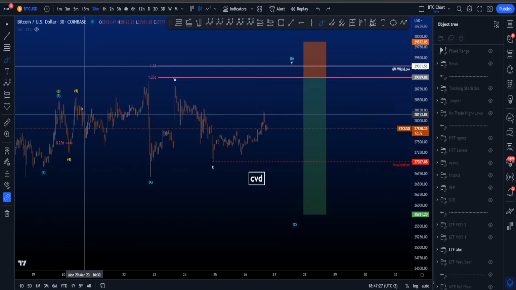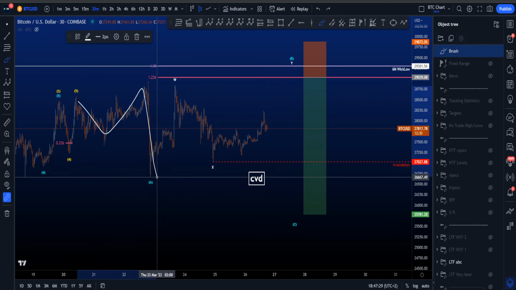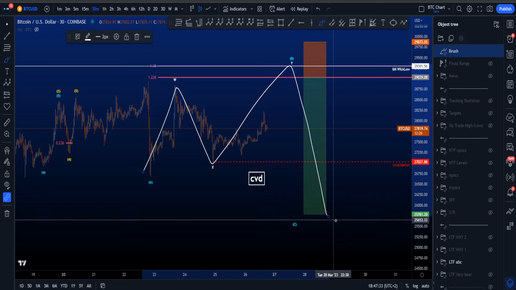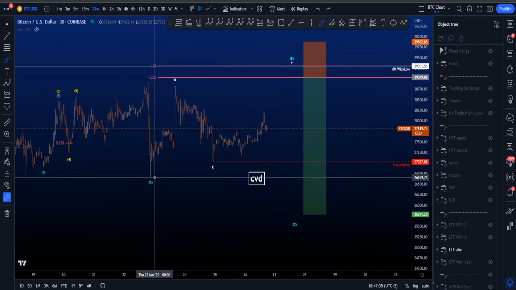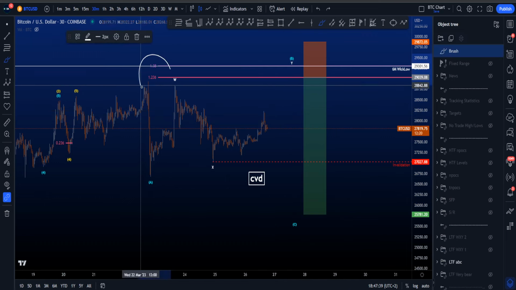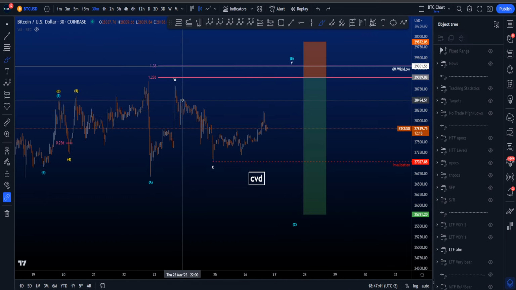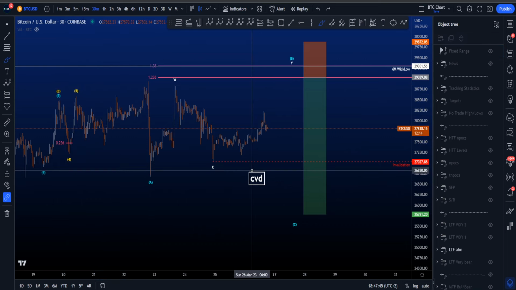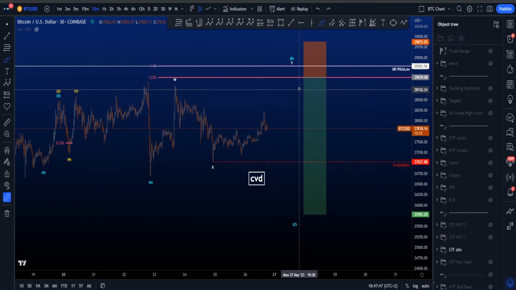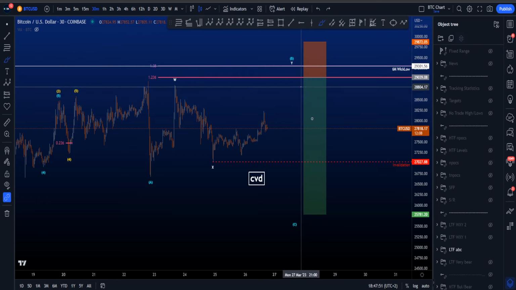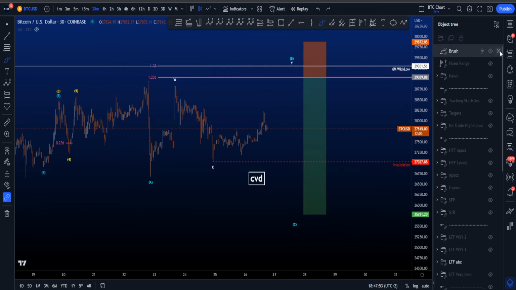So what we're looking for is this then to be an expanded flat in the A, followed by a WXY in B, and then eventually a bigger move C to the downside. In this scenario, we then have an ABC expanded flat where wave B, the most common target, is the 1.236 and the 1.38 pulled from the high of 5 to the low of wave A. And then the potential trading setup in this scenario is to enter these shorts over here, stop loss safely above, and then eventually trading it to the downside.